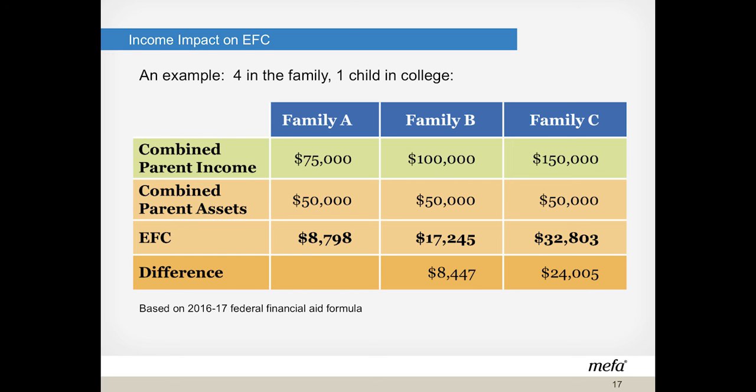But family A has an income of $75,000. In that EFC calculation, it is determined that family A has an EFC of almost $8,800, $8,798. Family B, same amount of assets, but because their income is increased to $100,000, their EFC has increased all the way up to $17,000. And then you can see in that final column, column C with family C, family C makes $150,000 in combined parent income, and their EFC has jumped to $32,000 with their $50,000 in savings.